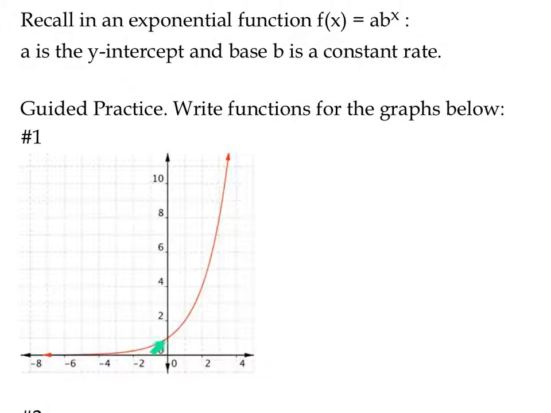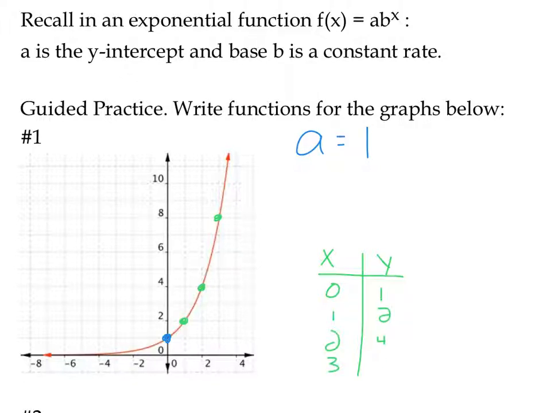So the y-intercept right here, where the graph goes through the y-axis, is at 1. I'll put a little dot there so we recall that. So this point right here, that's our y-intercept. A equals 1. Now let's find some other points. So I have a point right here at 1, 2, 2, 4, 3, 8. So if I wrote those x and y values in a table, I have 0, 1, 1, 2, 2, 4, 3, 8.